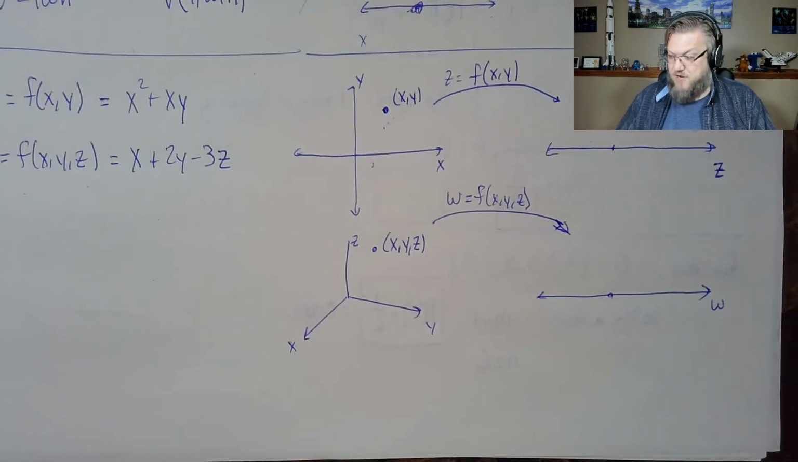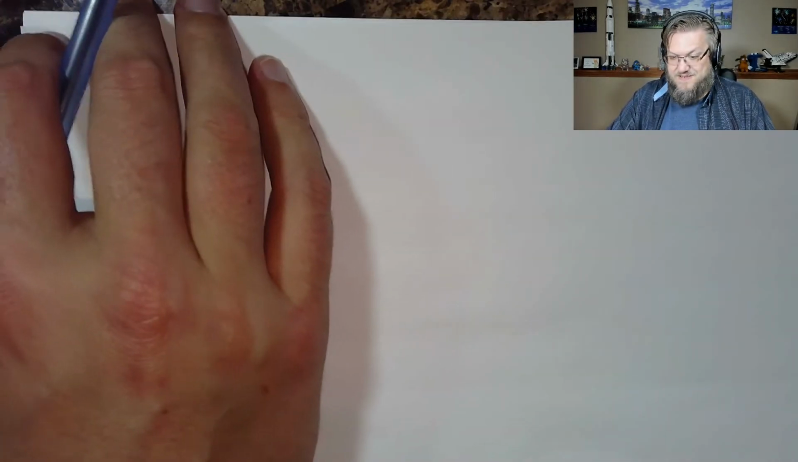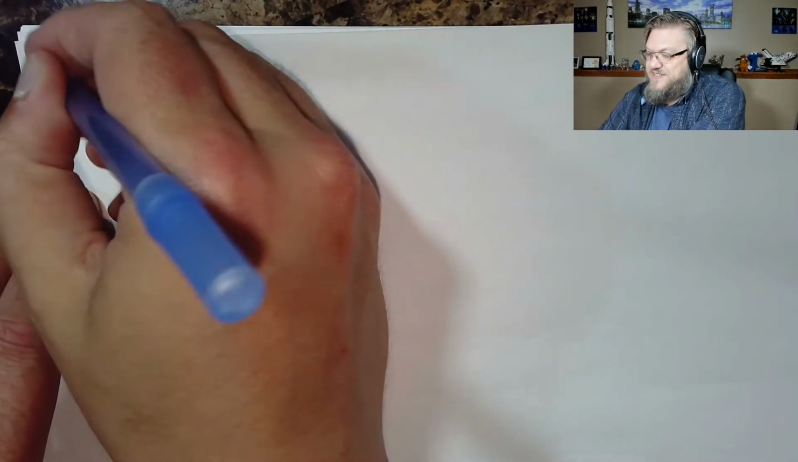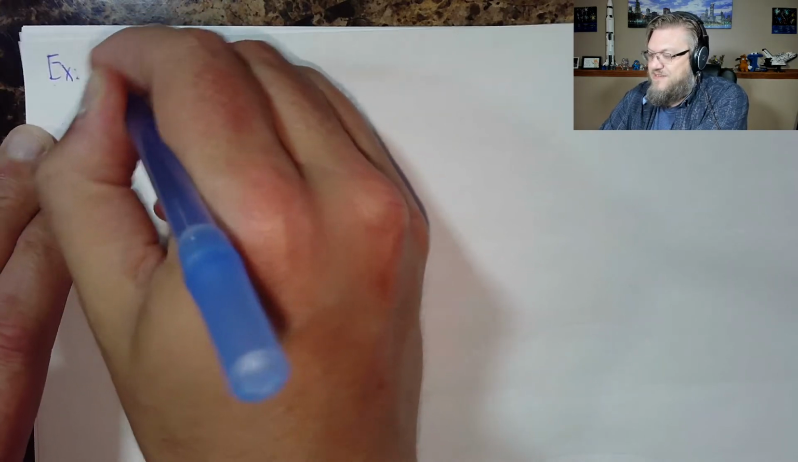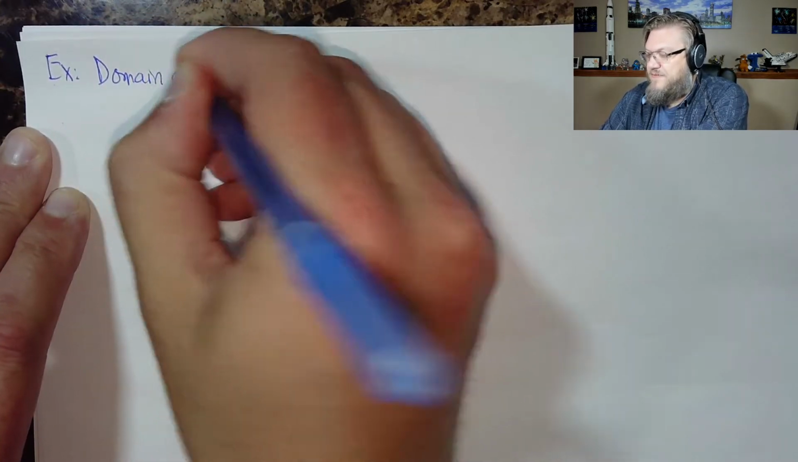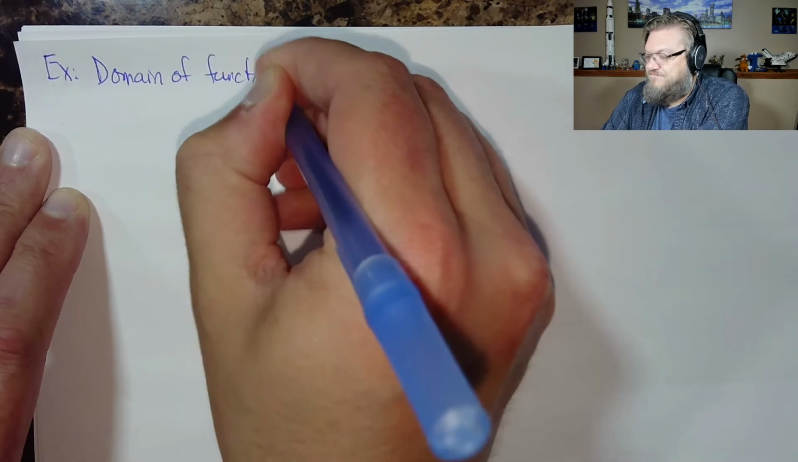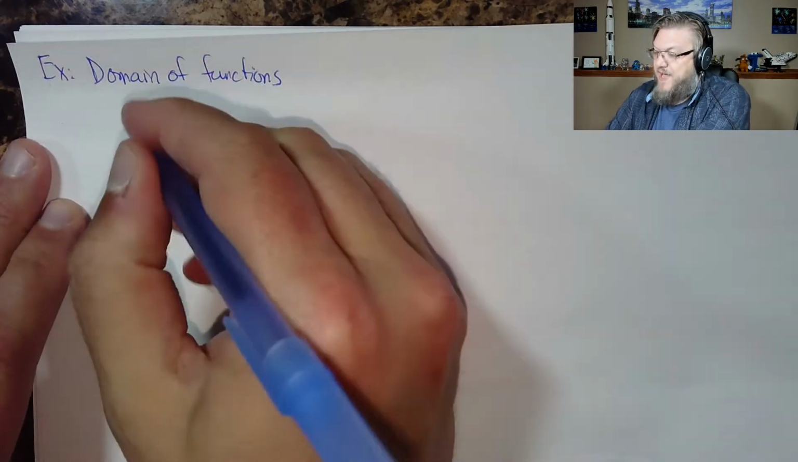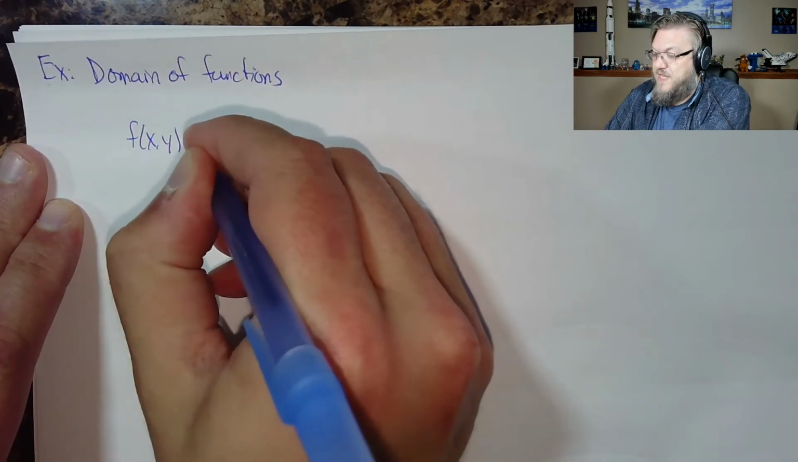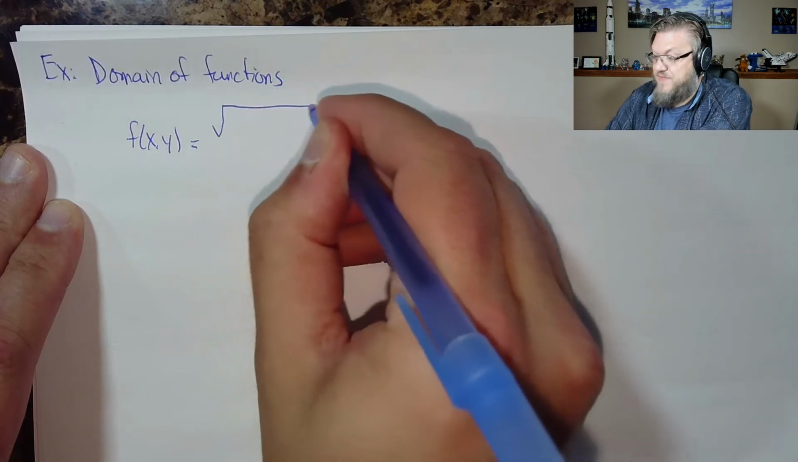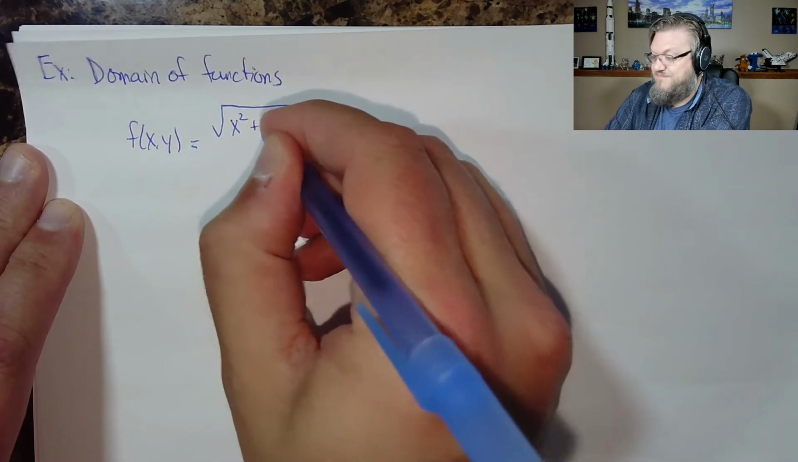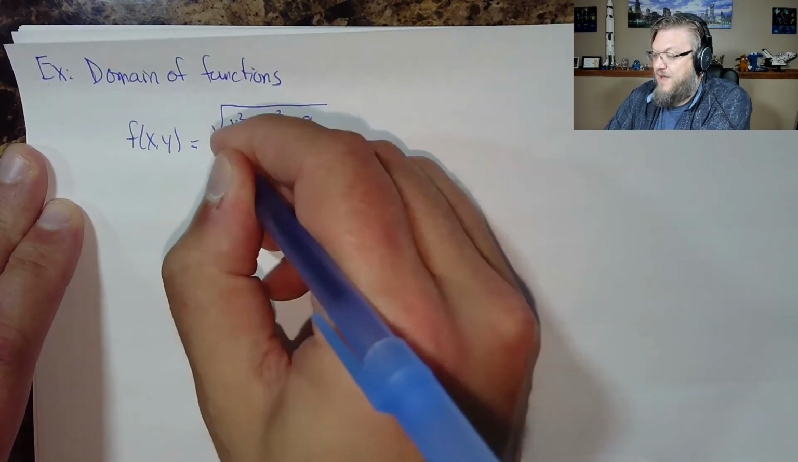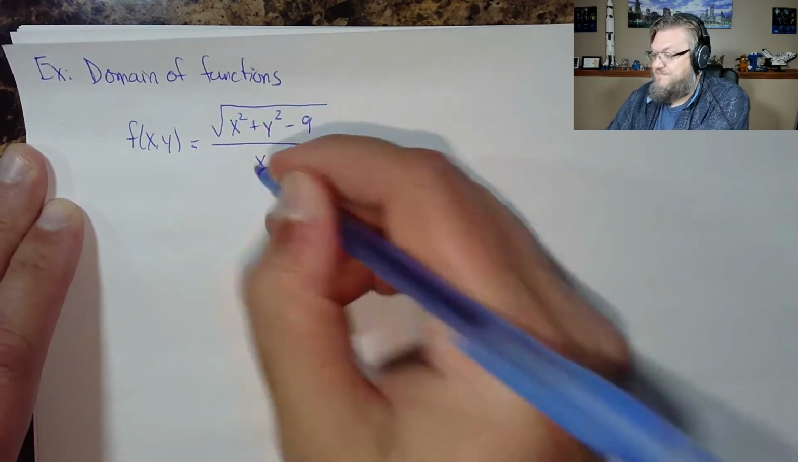Usually one of the first things we talk about with a function is what are the valid inputs? In other words, what is the domain of our function, right? So let's go ahead and now start talking about how I can think about that. What's the domain of functions? Well, suppose I have this function here. I have f of x, y equaling this formula, the square root of x squared plus y squared minus 9, all divided by x. Okay?